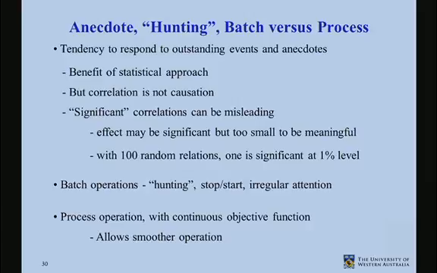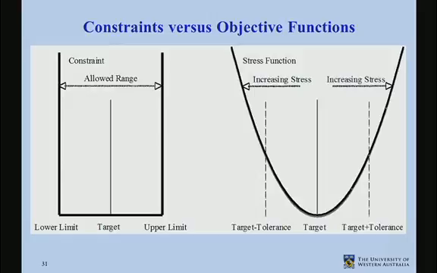So with process operation, with a continuous objective function that you're trying to control all the time, that allows smoother operation. And I think an example of that is comparing constraints with a smooth objective function. Let's say your ore has to lie within a tolerance, let's say the alumina must lie within this particular range, plus or minus. And if it lies outside, and this used to happen, if it lay just outside, all hell would break loose. There'd be inquiries into why a ship was sent off out of target. If it was just inside, nobody would worry.